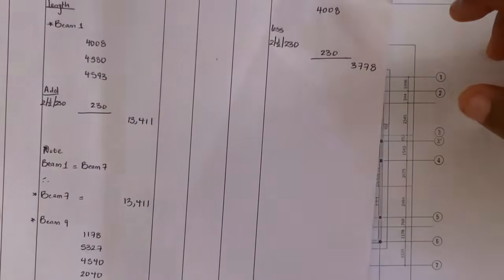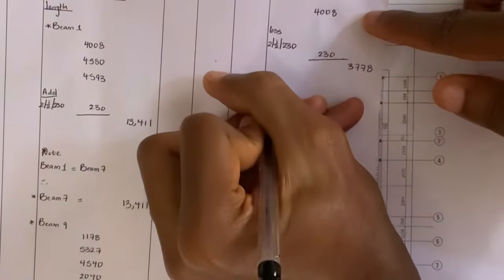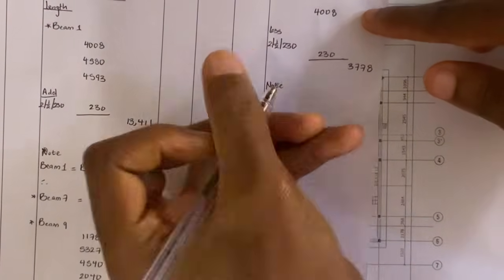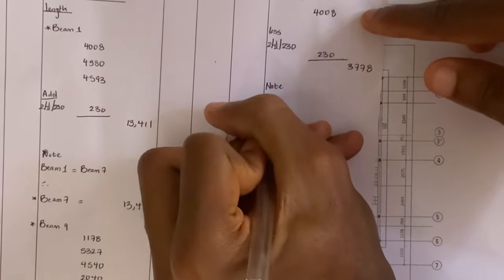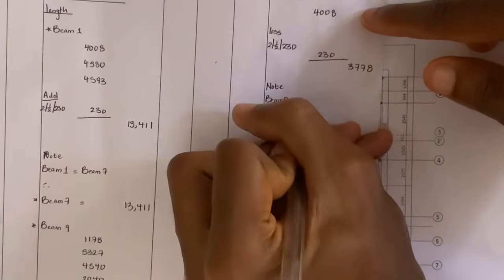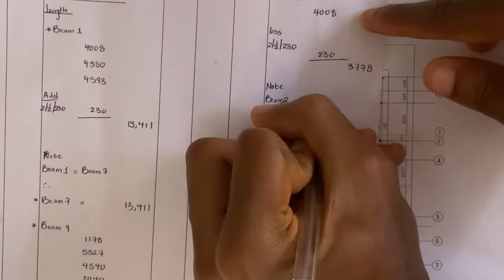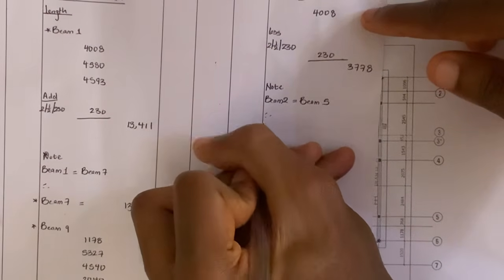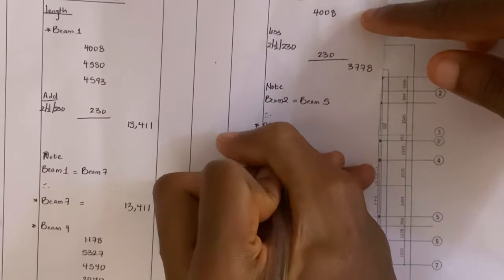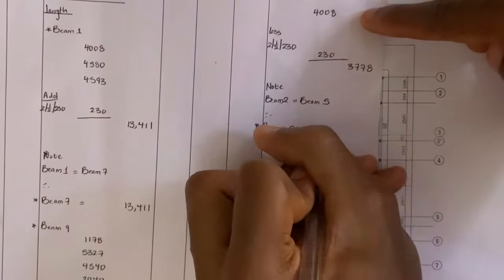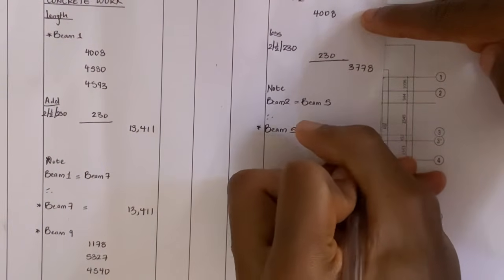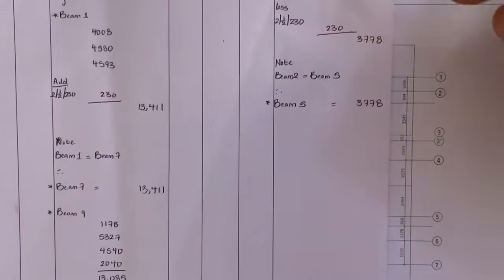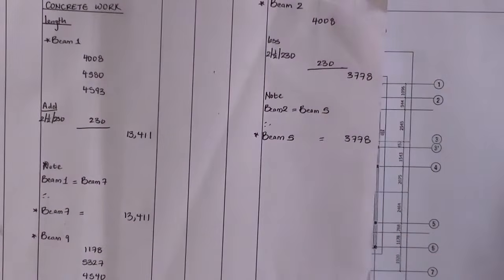So now you will write, note, beam 2 is equal to what? Beam 5. Therefore beam 5 will now be equal to what? 3778. So doing this, we measured for what? Beam 5.